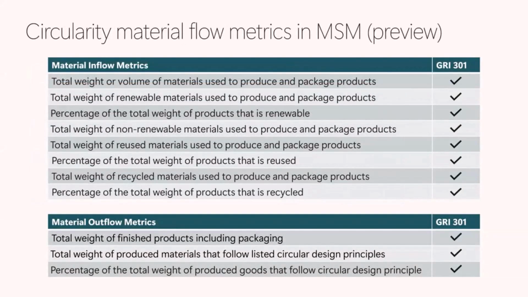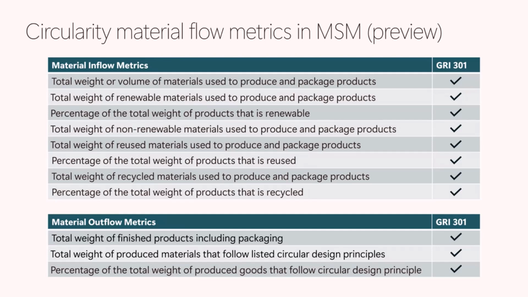Moving on, we've also introduced recently as a part of MSM some of the circularity material flow metrics, and this is available currently in preview. So we have two sets of metrics. We have the inflow metrics as well as the outflow metrics. When we talk about inflow metrics, it's essentially all the raw materials that are coming into the system, and outflow metrics is the finished goods that are going out. So we want to look at the amount of circular practices, or the amount of renewable or reusable materials that have been used in the production activities.